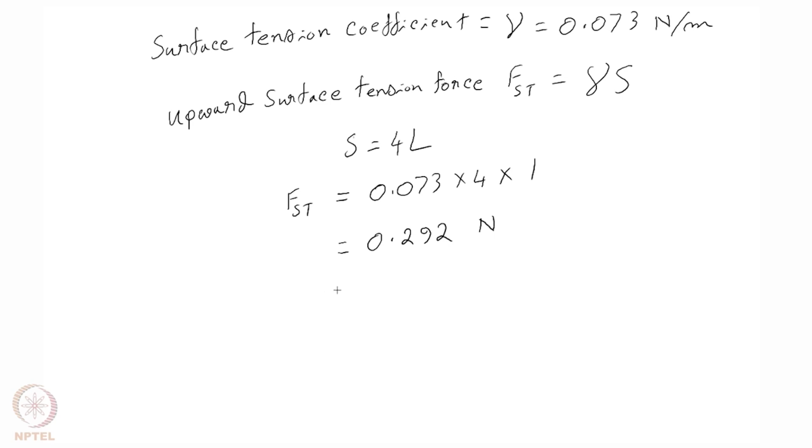And earlier we have seen that W was equal to 80,000 Newton, and we are neglecting buoyancy. Okay. So W is much greater than the surface tension force. W is the downward force, it is acting downward, whereas ST is acting upward, and the downward force is much higher than the upward force. So the block will sink.